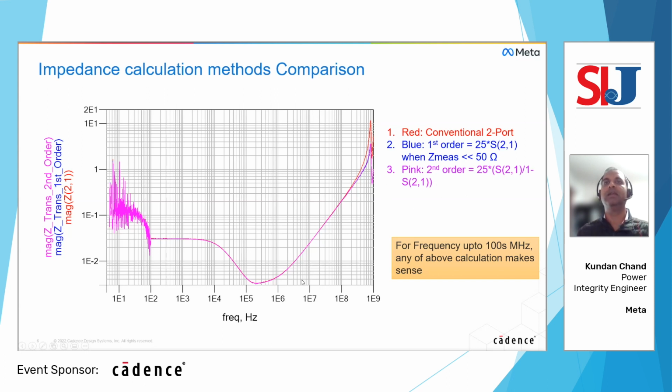As you can see, for the purposes of our measurement, in the frequency range of a few hundred megahertz, starting from hundreds of kilohertz, it did not matter which of the three we used. So that's the purpose of this: if you're interested up to a few hundred megahertz, which is the range for most board PDNs, then we can choose any of the methods.